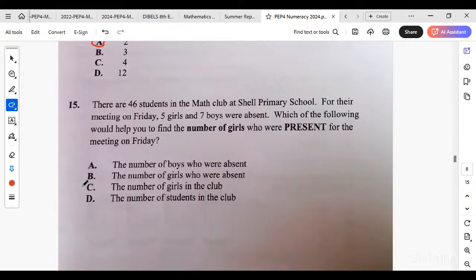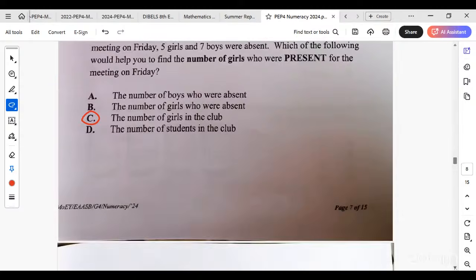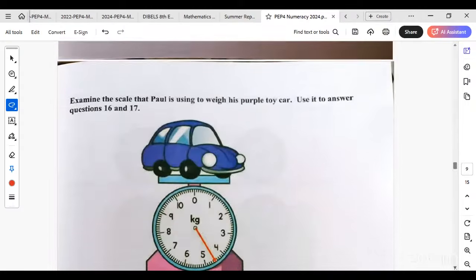So we would need to know the number of girls in the club and then subtract the ones who were absent to find out how many were present. Correct answer for 15 is C. Halfway through the paper, let's go.